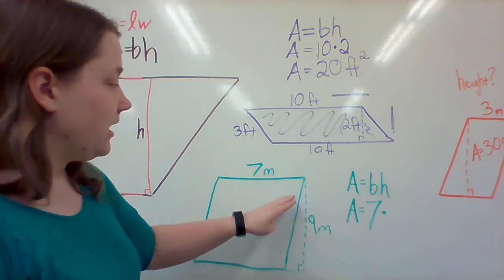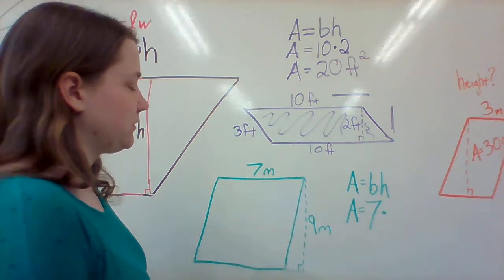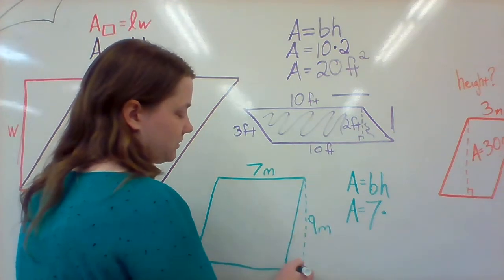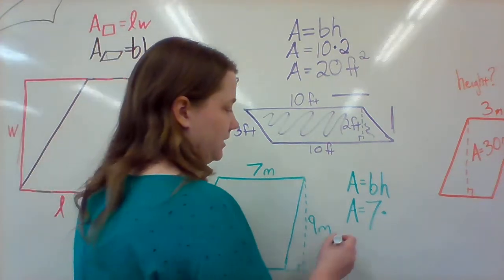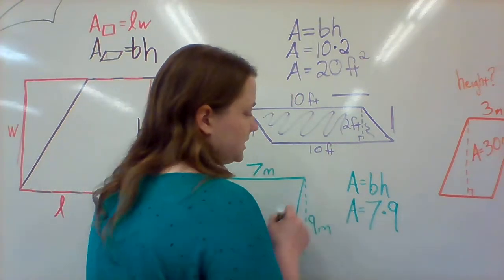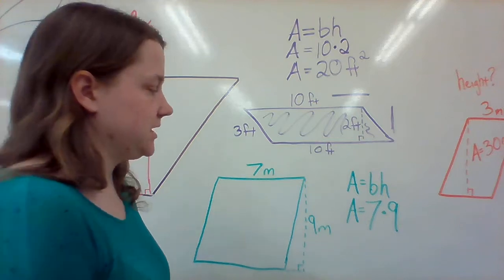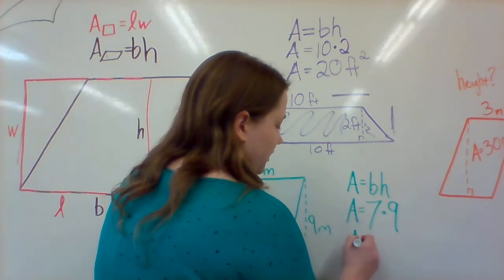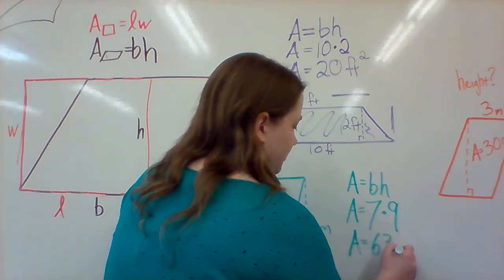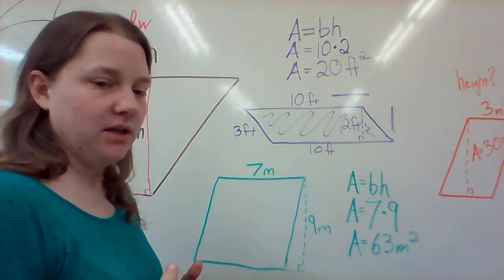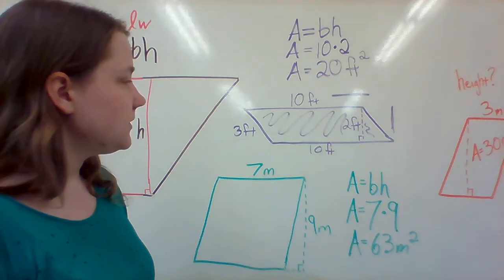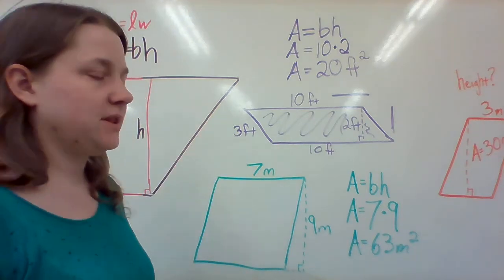And now I need to find the height, which is perpendicular from the base. I can see that 90 degrees right there. So my height is going to be 9. 7 times 9 is going to be 63. So my area will be 63 meters squared, because now I'm in area. So we're finished with that.